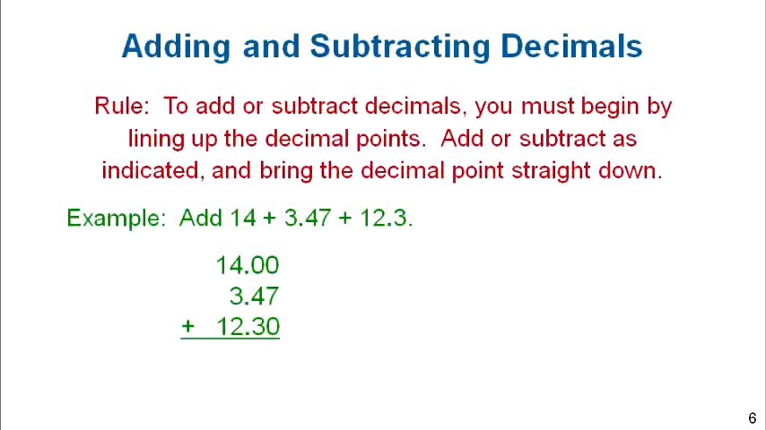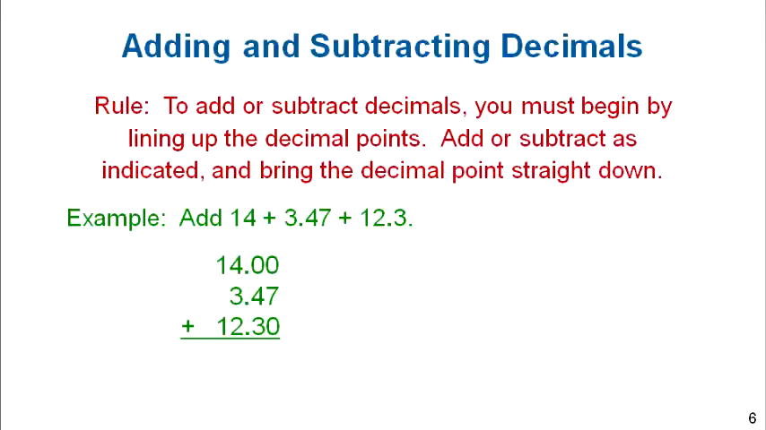Now, let's talk about adding and subtracting decimals. To add or subtract decimals, you must start by lining up the decimal points. You can then add or subtract as indicated, bringing the decimal point straight down. For example, to add 14 plus 3 and 47 hundredths plus 12 and 3 tenths, you must begin by lining up the decimal points like you see here.